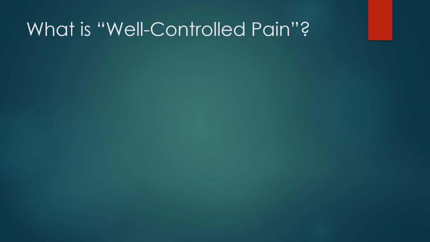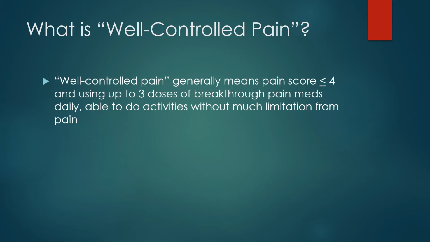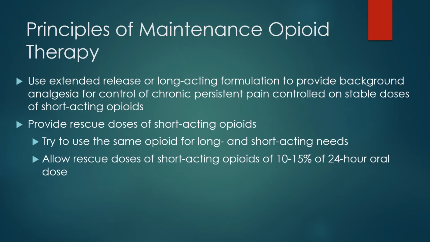What is well-controlled pain? Well-controlled pain generally means pain scores less than or equal to 4 and using up to 3 doses of breakthrough pain meds daily and able to do activities without much limitation from pain. Here are some principles of maintenance opioid therapy. Use extended release or long-acting formulation to provide background analgesia for control of chronic persistent pain controlled on stable doses of short-acting opioids. Provide rescue doses of short-acting opioids. Try to use the same opioid for long and short-acting needs, and allow rescue doses of short-acting opioids of 10 to 15% of 24-hour oral dose.